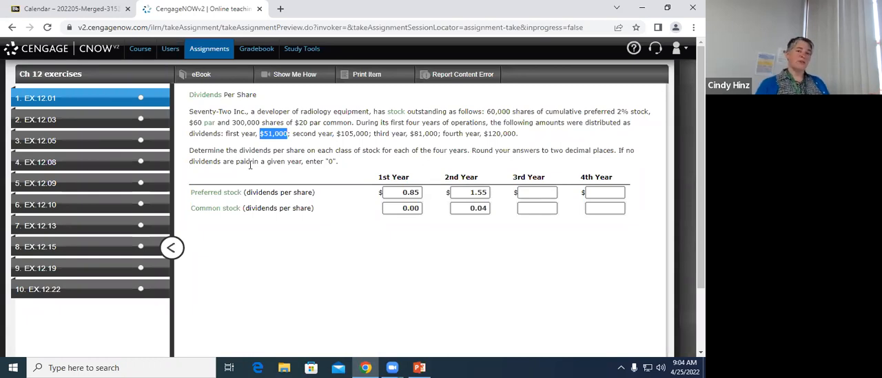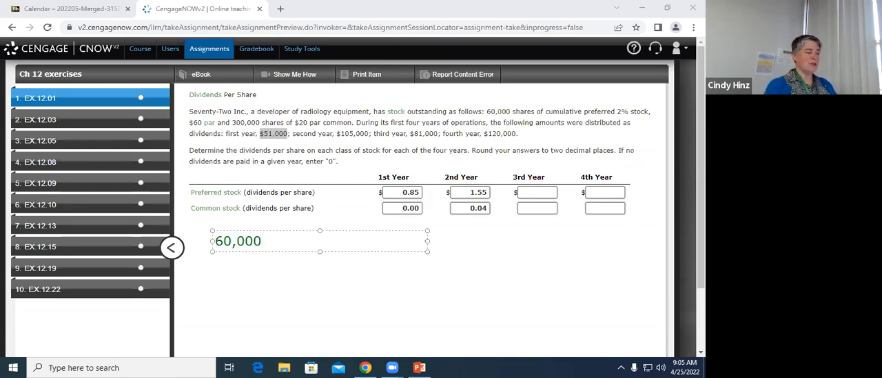That's one of the preferences that preferred stockholders have, is in receipt of dividends, they receive their full dividend before anything goes to the common stockholders, but then common stockholders get whatever's left. So we had done this together in class last week, but I'm going to redo it just here on the screen so we can see what the full dividend is for those preferred stockholders.